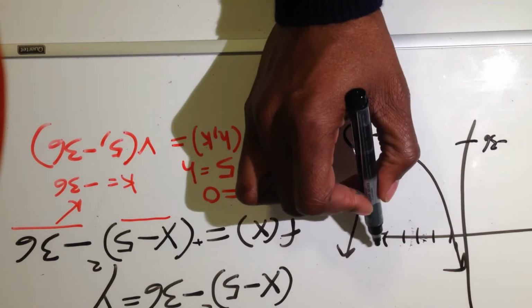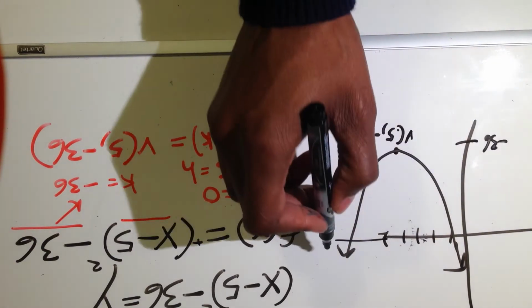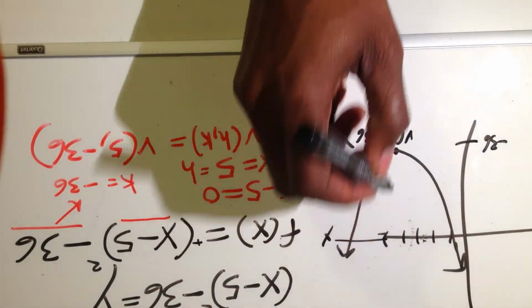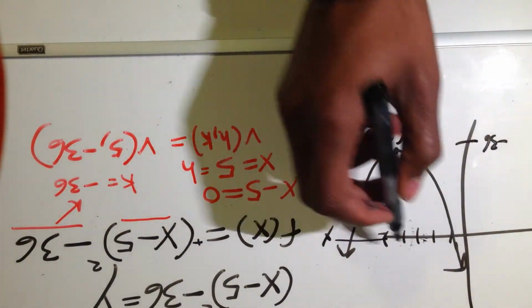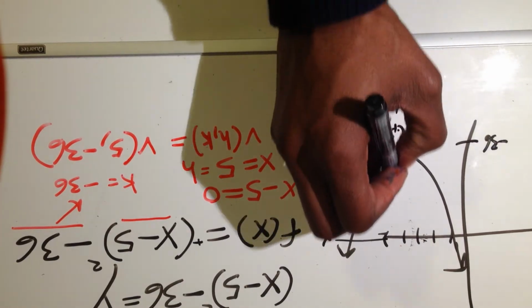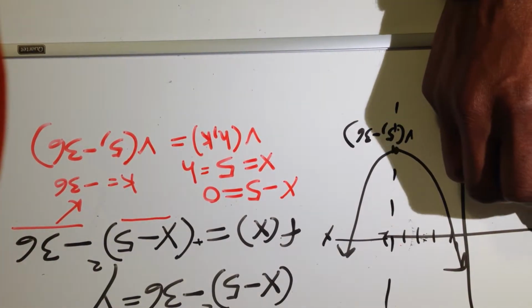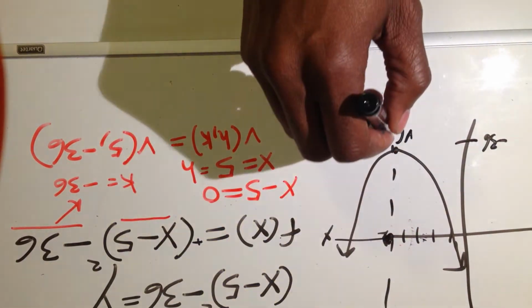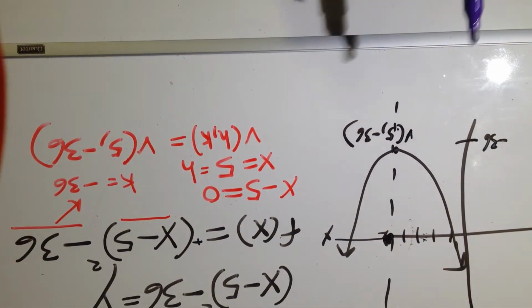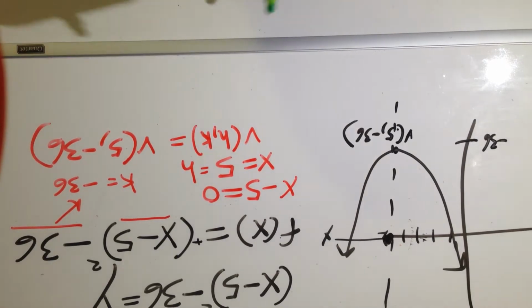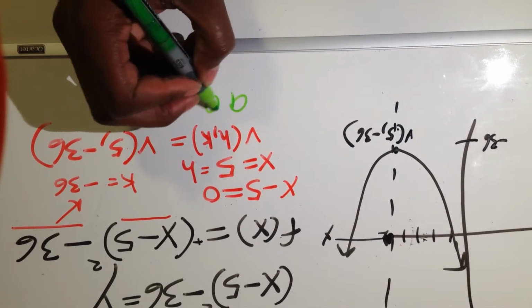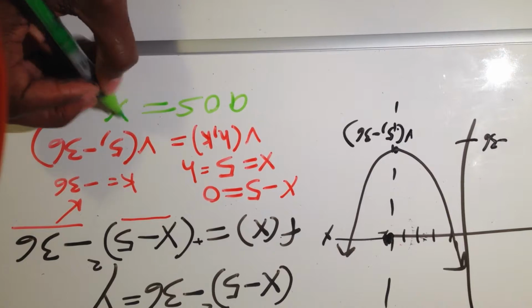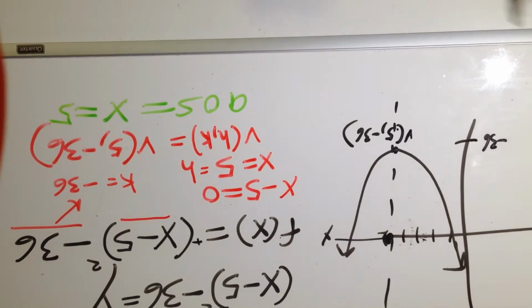Our axis of symmetry is going to be 5. Remember, we read that on the x-axis. It appears right here where x is equal to 5, right? So our axis of symmetry, AOS, is x is equal to 5.